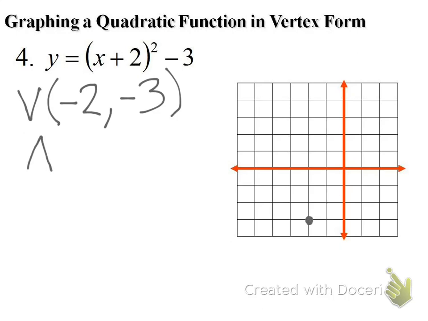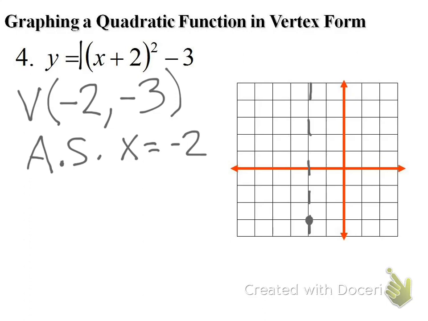Where's my axis of symmetry going to be? Good. X equals negative 2. So it is the vertical line through my vertex. Is this going to open up or down? Up. Good. And remember, A in this case is in front of the parentheses. So A here is just positive 1. So it is going to open up.